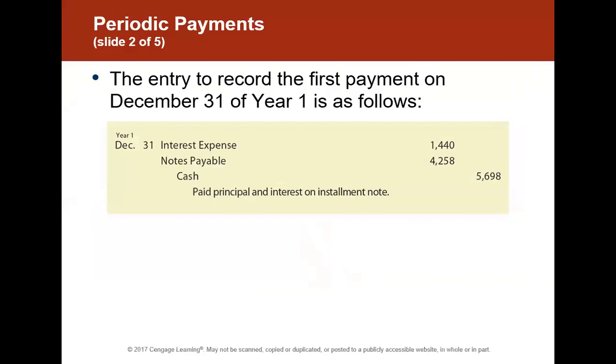So this is what a journal entry looks like in year one when we make the first installment note payment. We have the interest expense, which we already calculated, and then the notes payable is going down that $42.58. That's the reduction in principal, or reduction in the carrying amount. And the cash was always the full payment amount. Your interest expense and notes payable reduction will change in years 2 through 5, but your cash payment stays the same.